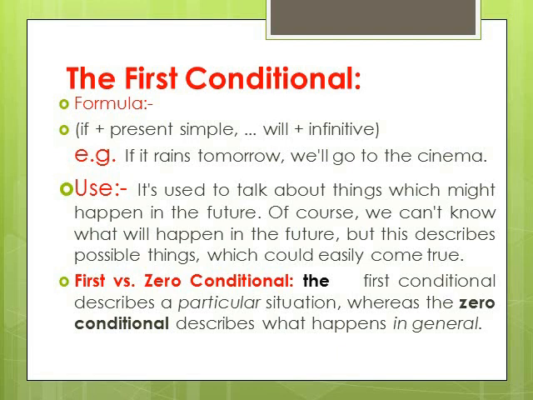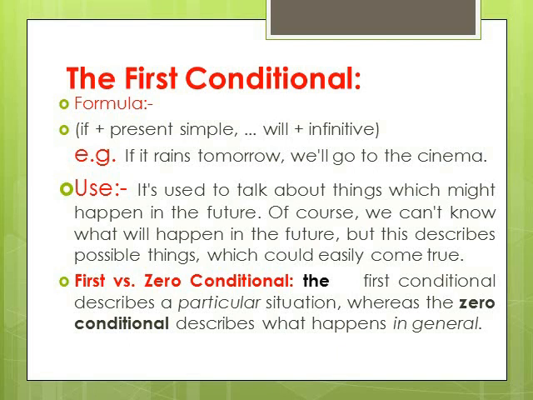Let's move forward to the second slide, which is about the first conditional. The first conditional is used to talk about things which might happen in the future, describing possible things which could easily come true. The formula is very easy: present simple in the conditional clause or if clause, and the result will be in the future simple, will plus infinitive. The example given here: if it rains tomorrow, we will go to the cinema.